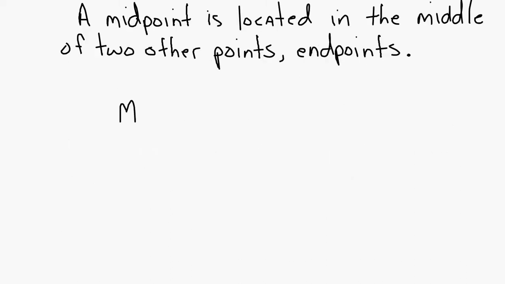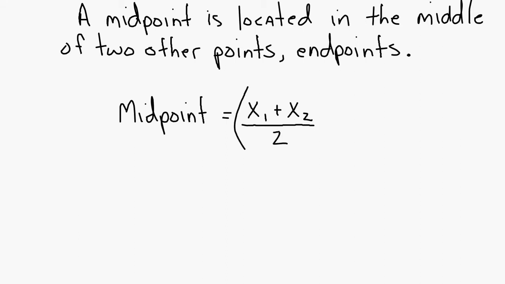Midpoint is equal to your x value at the first point plus your x value at the second point divided by 2. You read this x sub 1 plus x sub 2. That gives you the x value at the midpoint.